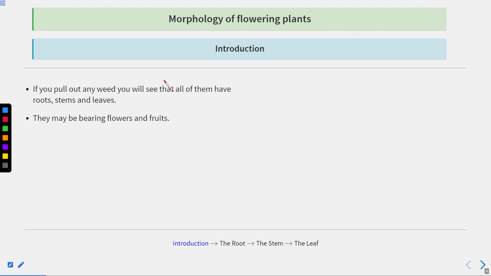So if you pull out any weed, you will see that all of them have root, stem, and leaves. Any weed is a weak plant, right? It comes under the herbs. Suppose this is any weed, so it will have roots like this, a small part of a stem, and leaves. They may be bearing flowers and fruits, and sometimes they may have flowers and sometimes the fruits.